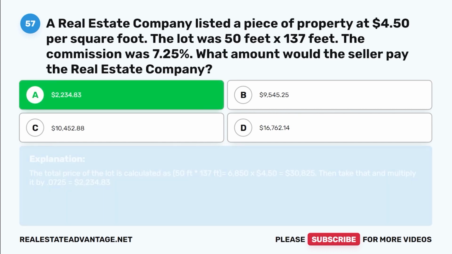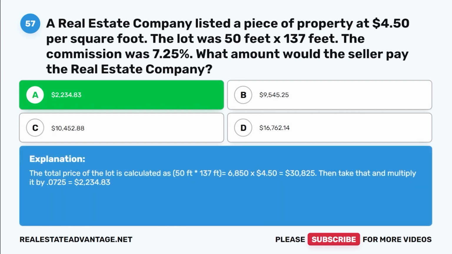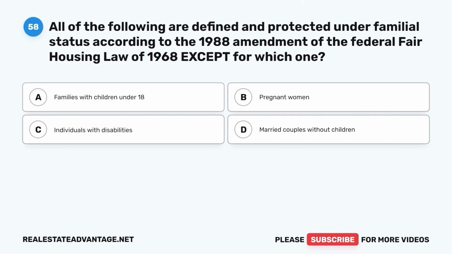$2,234.81. The total price of the lot is calculated as 50 feet times 137 feet equals 6,850 times 4.50 equals $30,825. Then take that and multiply it by 0.0725 equals $2,234.81.